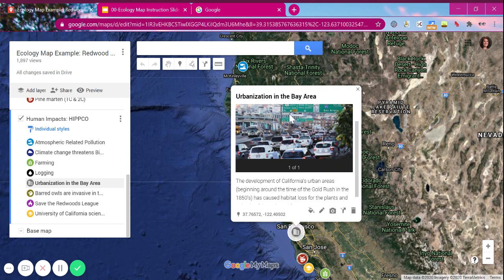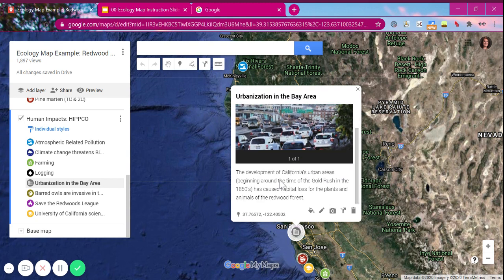So here's another one, urbanization of the Bay Area. Sometimes you may find that some pins overlap with each other, and that's totally fine. But you do need at least 6 for your map. To start researching this, it might be best to start with Googling your ecosystem and looking at your map and seeing what urban areas are nearby, and get creative with finding different threats that are happening in your ecosystem.